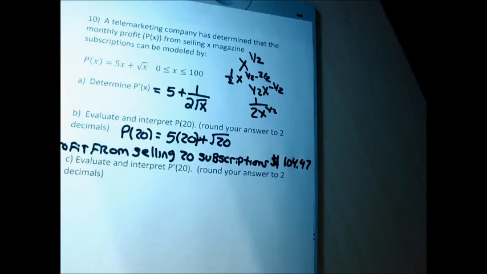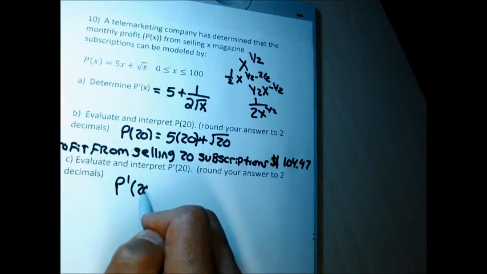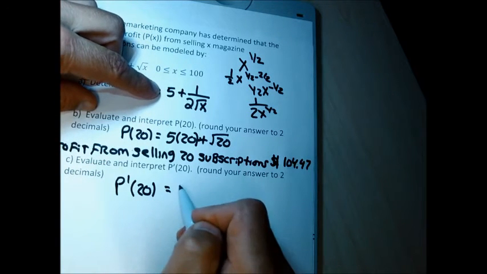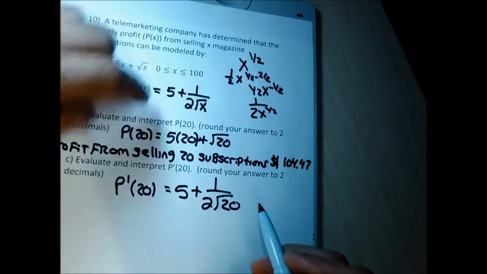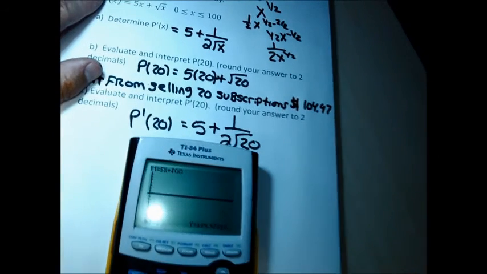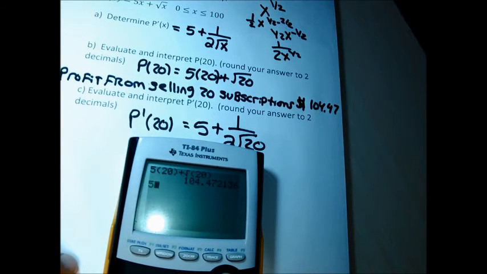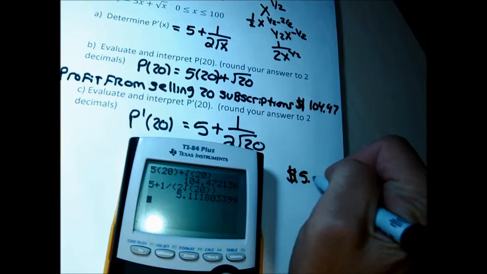Part C, evaluate and interpret P prime of 20. One way to do P prime of 20 is just to use the main screen and go 5 plus 1 over 2 square root of 20. That's tricky. I'm going to need parentheses to do that. From the main screen, I'd go second quit, 5 plus 1 divided by parentheses, 2 second square root of 20, parentheses, parentheses. And I'd get $5.11. I'll talk about that in a second.